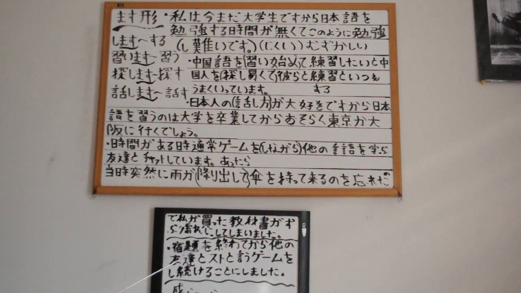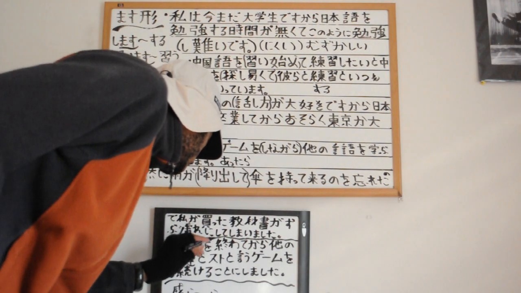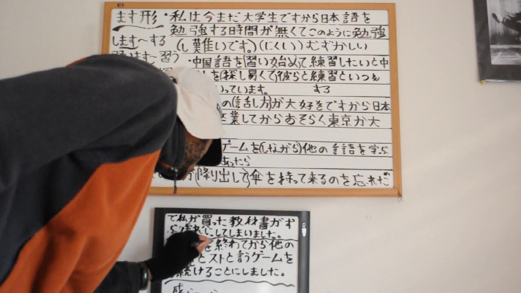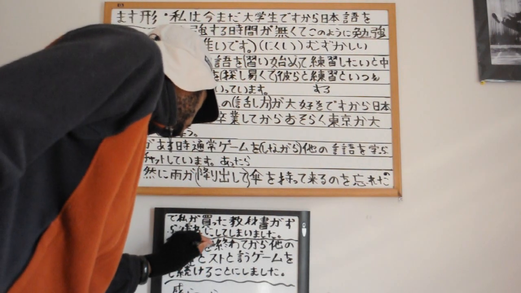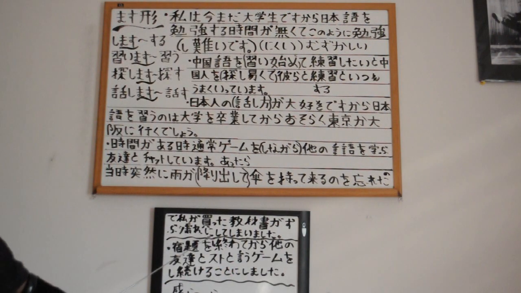Okay, last one. So, shukudai o. Wow, I'm catching some serious things I forgot here. So shukudai o, it should be shi here. All right, shukudai o shi owatte kara hoka no tomodachi to sutoファ to iu game o shi tsuzukeru koto ni shimashita.